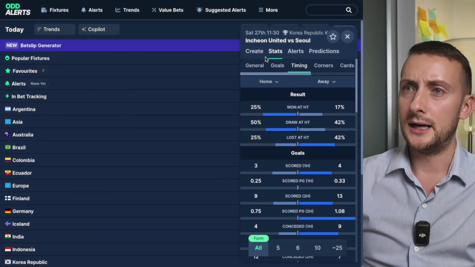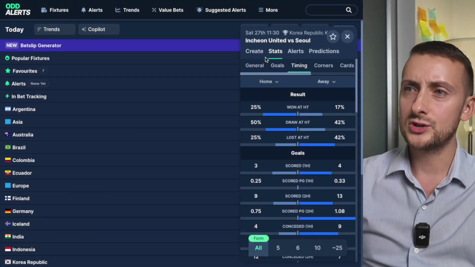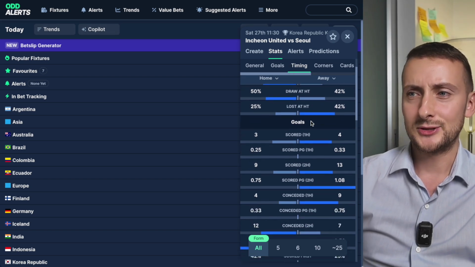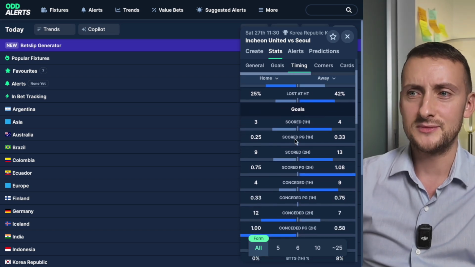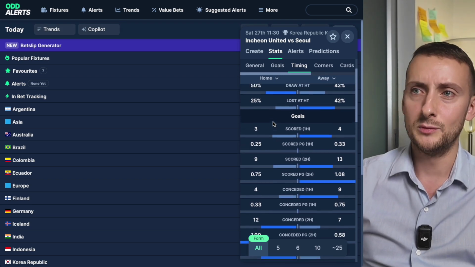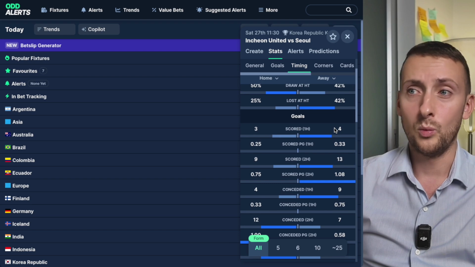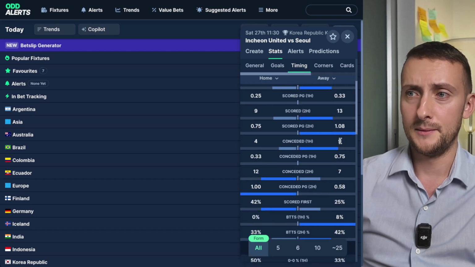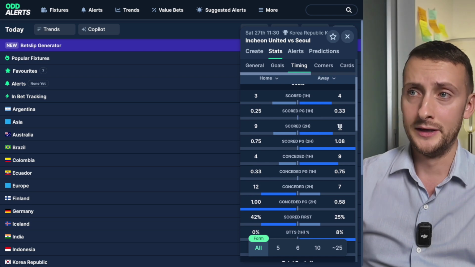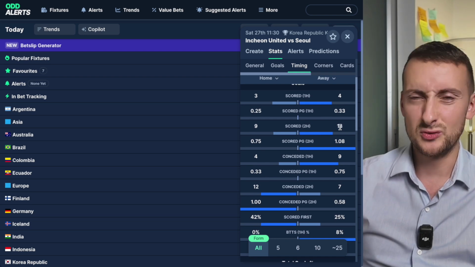That one was from Peru, but we're sticking with the same market, but we're heading all the way across the world to South Korea. Incheon United against Seoul, and I'm on the timing tab already here because just look at the first half goals that these teams have not scored. 3 first half goals all season at home for Incheon, and just 4, one more for Seoul as well. And then second half goals, you can see there is a jump. 13 scored in the second half for Seoul and 9, so 0.75.